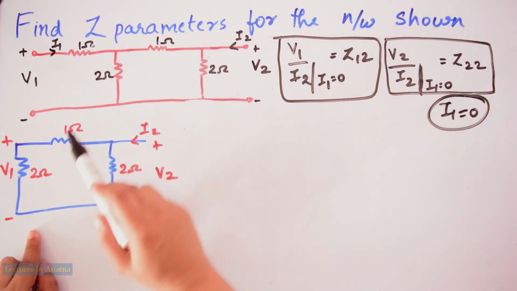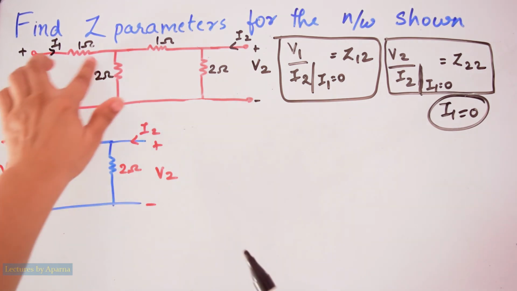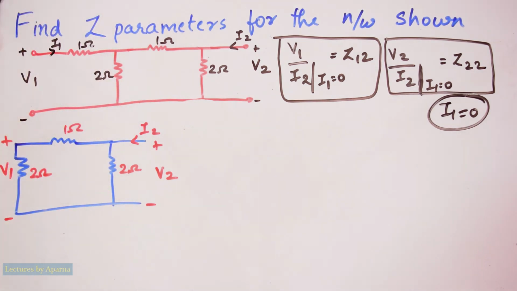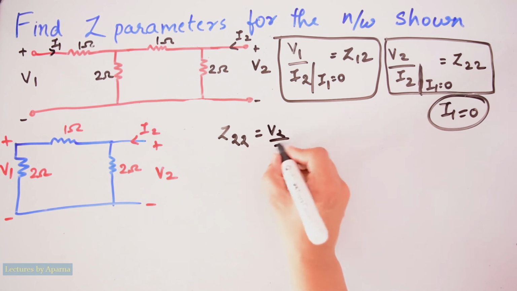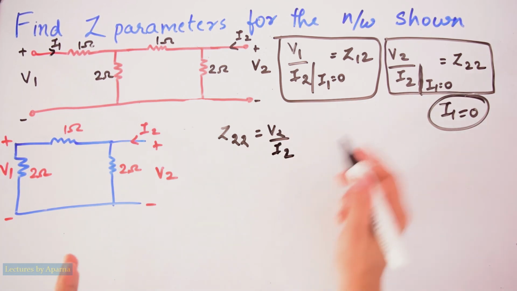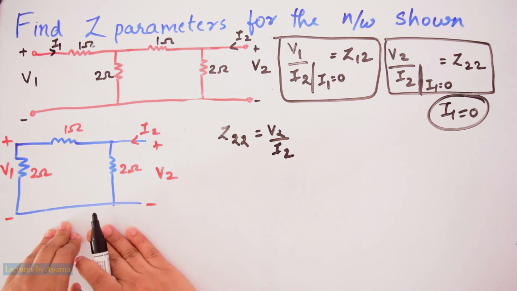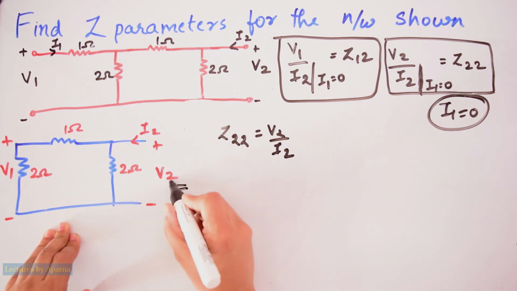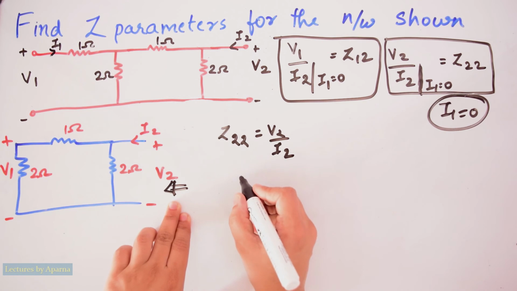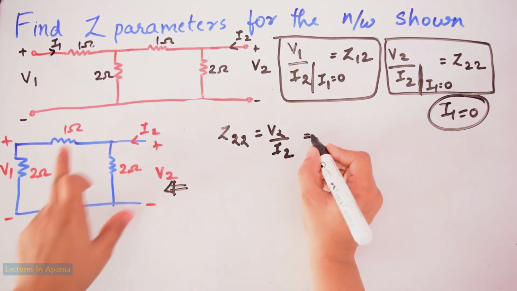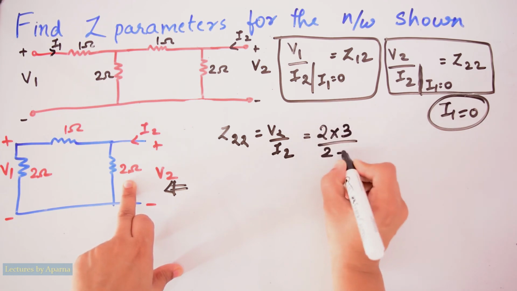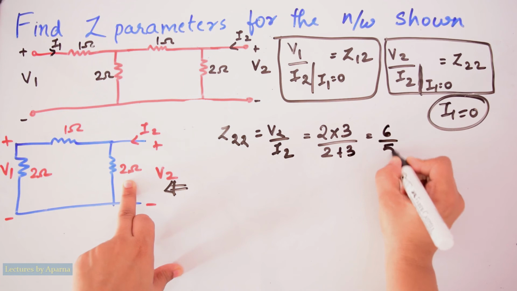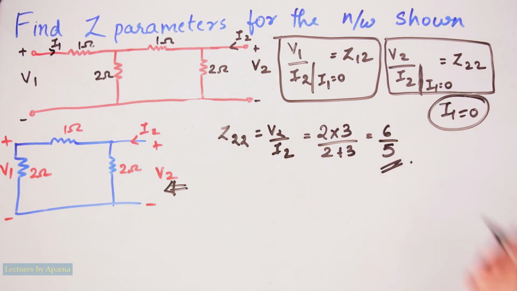This 2 ohm will be there. This 1 ohm will be there. This 2 ohm will be there. This 1 ohm need not be considered. So from this we have to find the value of Z22. Z22 is equal to V2 by I2 when I1 is equal to 0. So you have to find the effective impedance looking from this side. It will be equal to this 3 ohm parallel to this 2 ohm. So 2 into 3 by 2 plus 3, that is equal to 6 by 5. So this is the value of Z22.